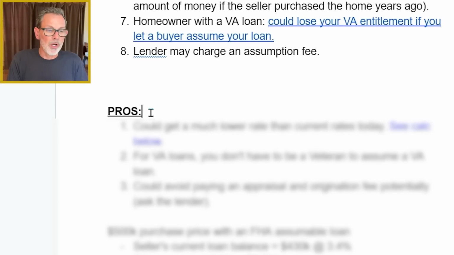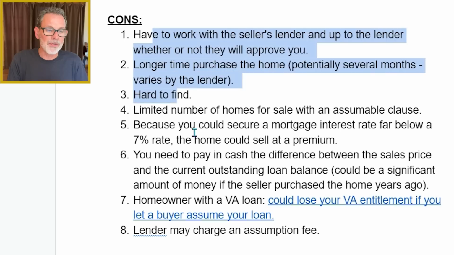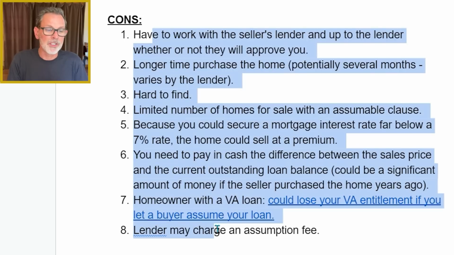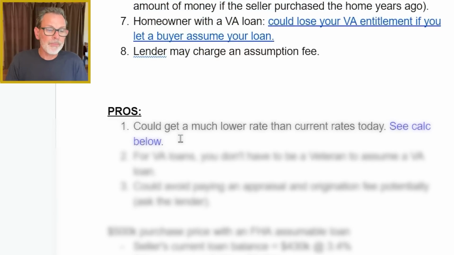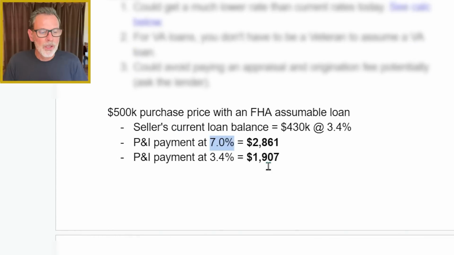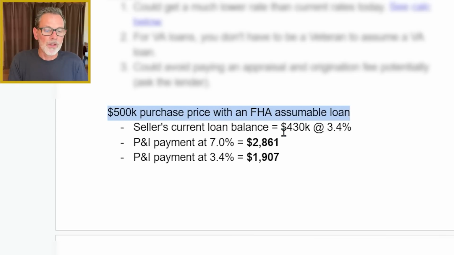So let's talk about some pros. And my cons list, of course, is much lengthier compared to my pros list. Number 1, you could get a much lower rate compared to current market rates today. So here's an example for you guys. Let's assume a $500,000 purchase and the homeowner has the FHA assumable loan. Let's assume the current loan balance is at $430,000 at 3.4%. Let's assume that today's rates for an average 30-year fix is at 7%.